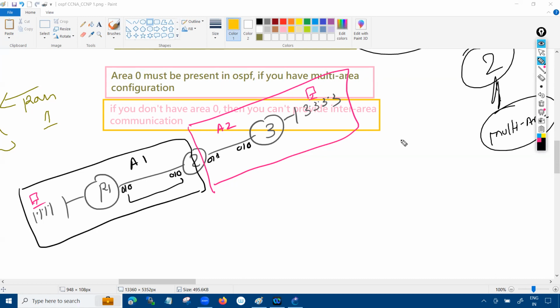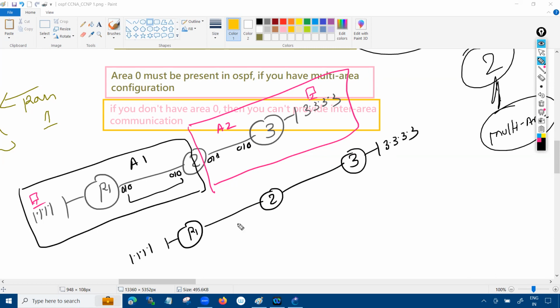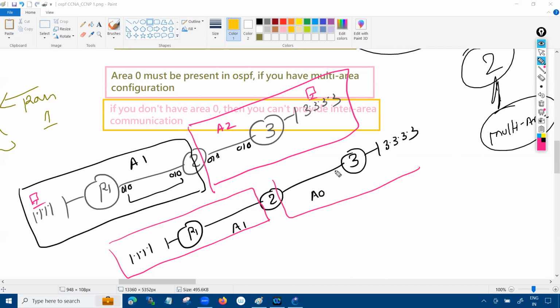Same topology pattern as the one we had. I said router 1 we have, router 2 we have, and router 3 we have. Router 3 has a loopback 3.3.3.3, and router 1 has a loopback 1.1.1.1, and we have area number 1 and area number 0. In that case, what happened? From here to here, I'm going to make this part of area number 1. And from here to here, I'm going to make this part of area number 0.